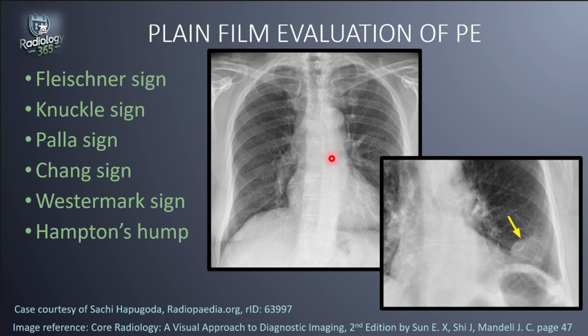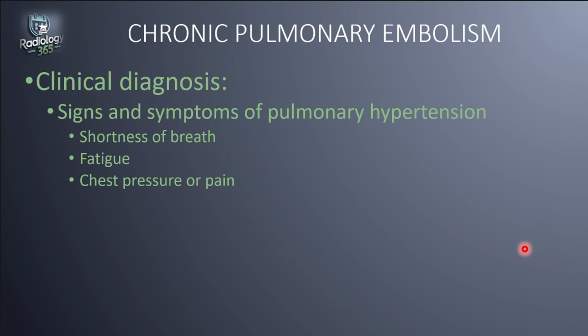Now in this image, we see this rounded, nearly wedge-shaped opacity in the lower zone projecting over the lingula, and this represents Hampton's hump in the context of a left pulmonary embolus. Now to chronic pulmonary embolism. So we've seen acute pulmonary embolism, its clinical diagnosis, its imaging diagnosis, as well as the radiographic findings. Now to chronic pulmonary embolism.